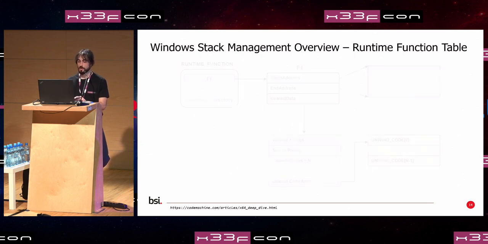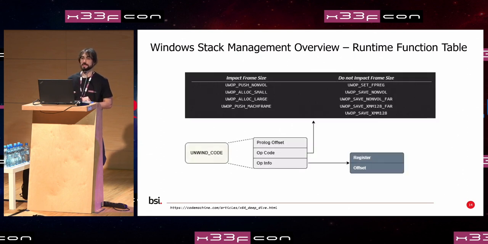Why is this important? Because if we loop through all these unwind code structures, we can locate, based on the operation info and the operation code, all the operations that had an impact on the stack. The operations that had an impact on the stack are, for example, push and save, which of course extend the stack frame size by 8, and then we have alloc small and alloc large that can extend it by an arbitrary number based on the allocation that was needed for the function. And by looping through all of this, we can dynamically detect a stack frame size.